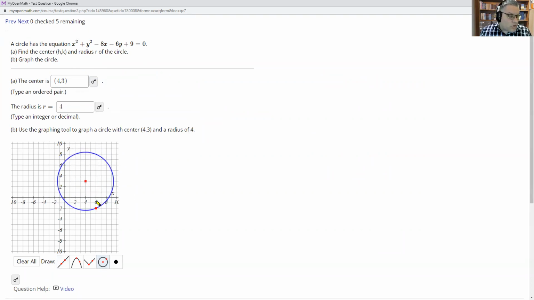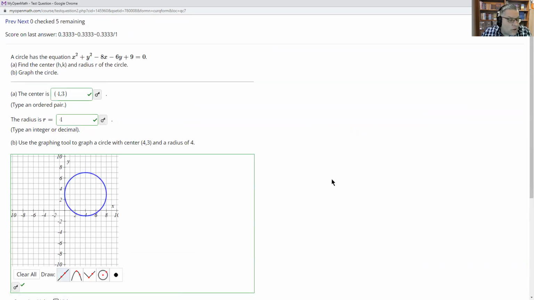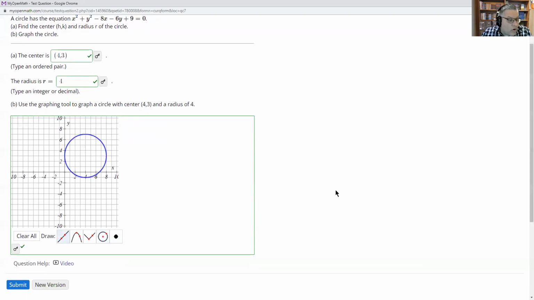And as you move your cursor, we see that this is going out like that. The radius is 4, which means I want to go to this point right here. So from the center, I clicked on that and I went 1, 2, 3, 4 over and clicked on that. And it's going to create the graph for us. Let's see if we're all correct. And we are. And so that would be your answer. That's how you would do that whole problem in my open math.